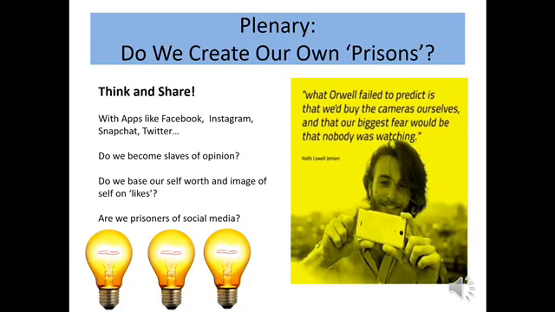With apps like Facebook and Twitter, Snap, updating our profiles. Do we become slaves to other people's opinions? Do we become slaves to these apps whenever we hear a notification ping? Do we base our whole self-worth and image on likes? Are we prisoners to social media even? Looking forward to seeing your responses to these questions.